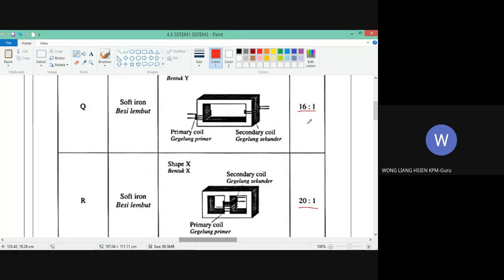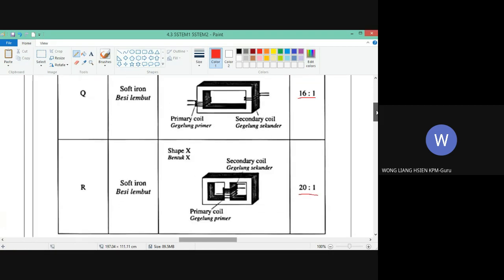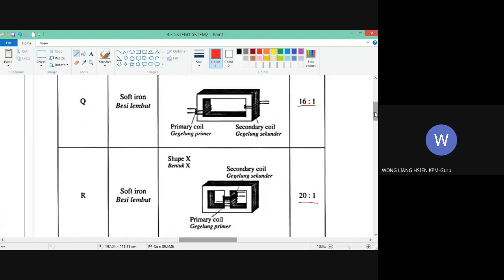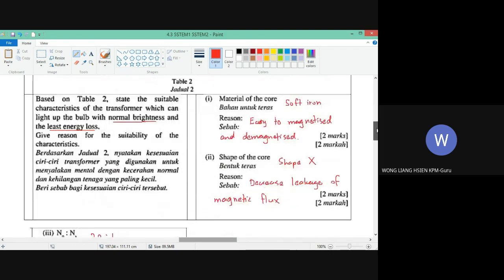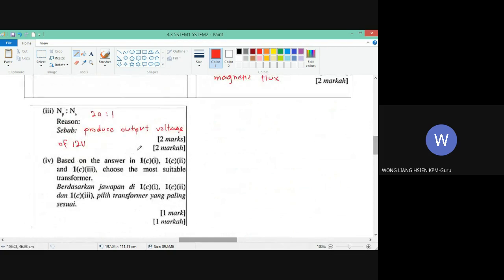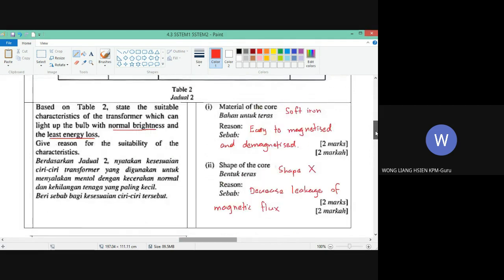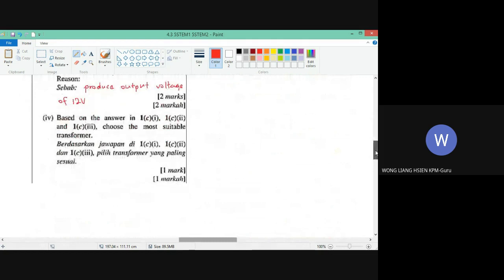But 16 to 1 cannot give you the 12 volt. Okay, it cannot decrease 240 to 12 volt. 20 to 1 can produce 12 volt. So based on the answer, the most suitable transformer is transformer R. Okay, finish. Okay, done.